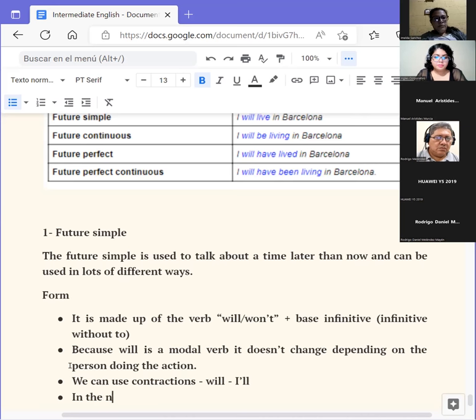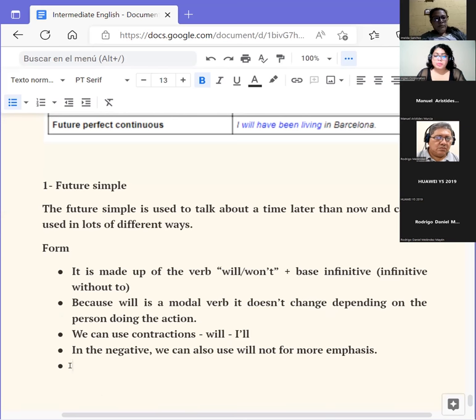First, in the negative, we can also use will not for more emphasis. So it's not necessary that we use won't if we don't want to use it. We can use will not or won't, and it's okay. It's not like we have just a specific form to use the negative. We can use both if we feel like using both. And it says that won't is more common in speech.